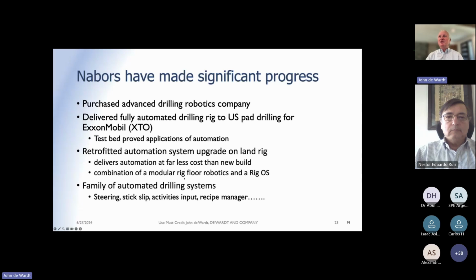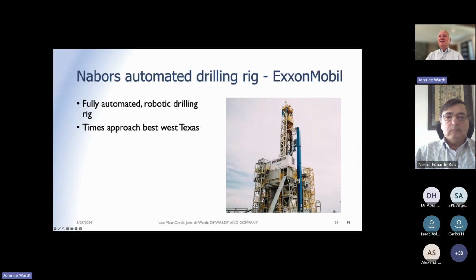This is a picture of their fully automated land rig. And you can see the robotic system right here that they bought, the blue system. So it's fully automated and it's a robotic drilling rig. And what they accomplished was that the times this system did in West Texas for drilling approached the best West Texas performance. So they were managing with a fully automated system to accomplish what the best performance in the region had done. And one of the things to think about automation is if you accomplish the best performance, you can be repetitive at it. And therefore you can consistently deliver the best performance rather than have a variable type of performance, which overall isn't so good.